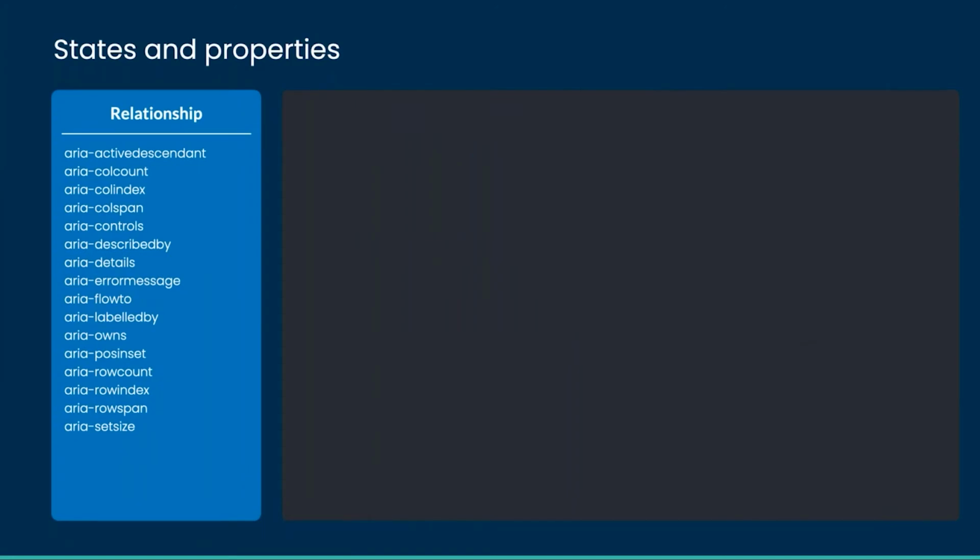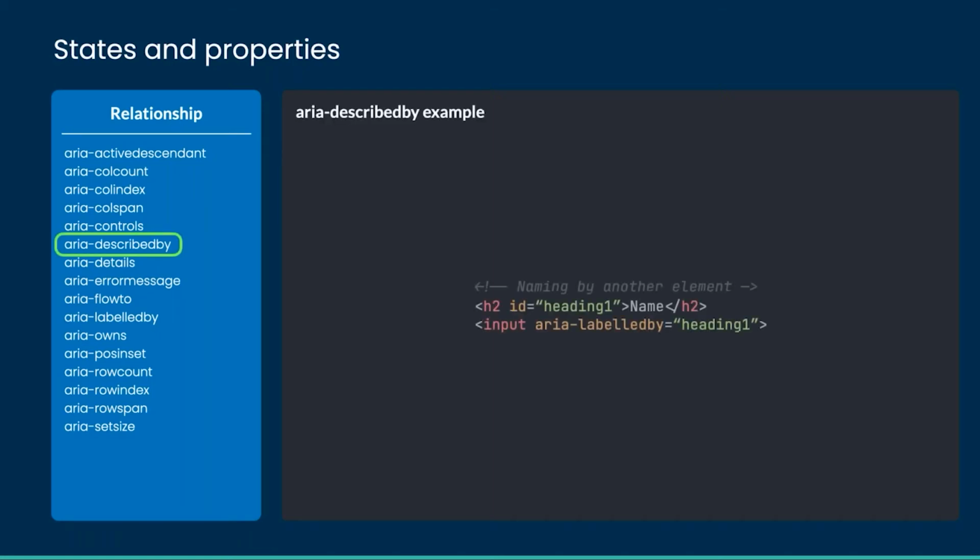Also we've got relationships. This is where you can link up different elements and say that they've got a relationship with this other element. And it's usually the ID of the element in question. A good one to look at here is ARIA describedby. So this is another way of naming something, very similar to ARIA label.